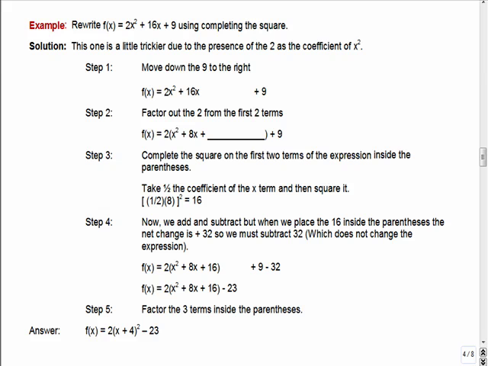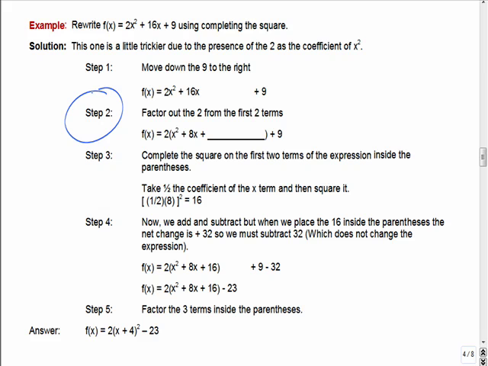So our first step again is to move the 9 down to the right, so we would have f of x equals 2x squared plus 16x, a blank, and then plus 9. Now we have a step that's different from the previous example. What we do is we factor a 2 out of the first two terms. Do not factor it out of the 9, only the first two terms. When I do that, that gives me 2, and then parentheses, x squared plus 8x plus blank, and then a plus 9 off at the end.